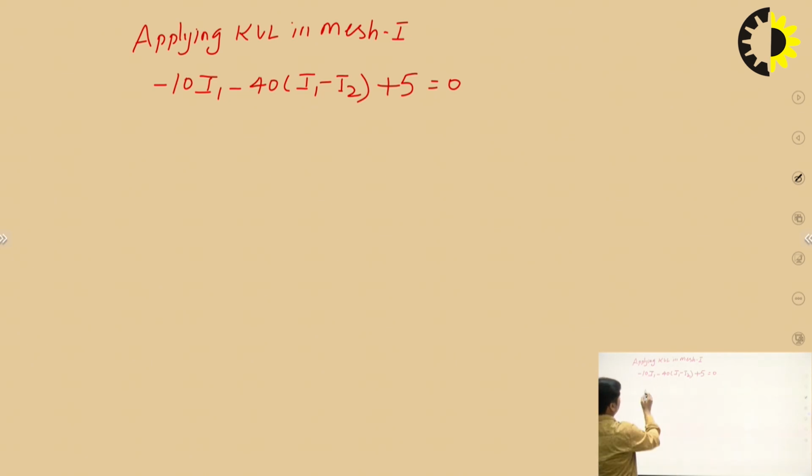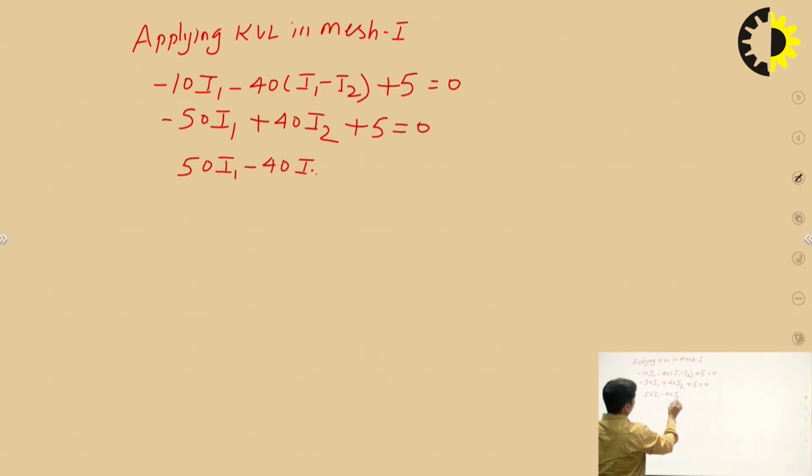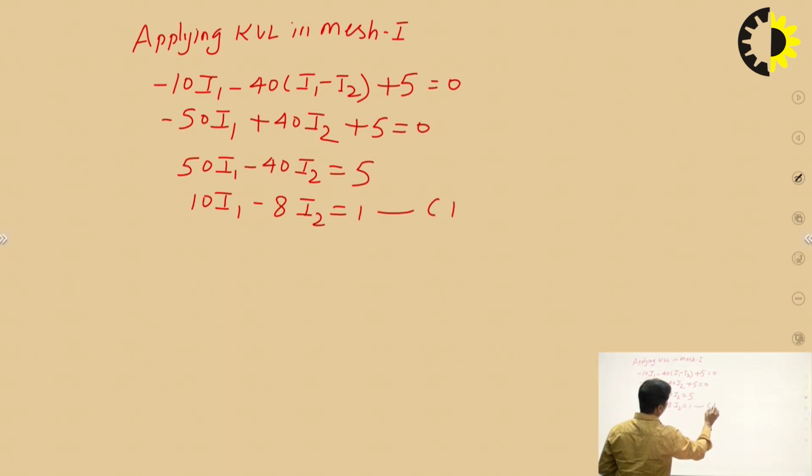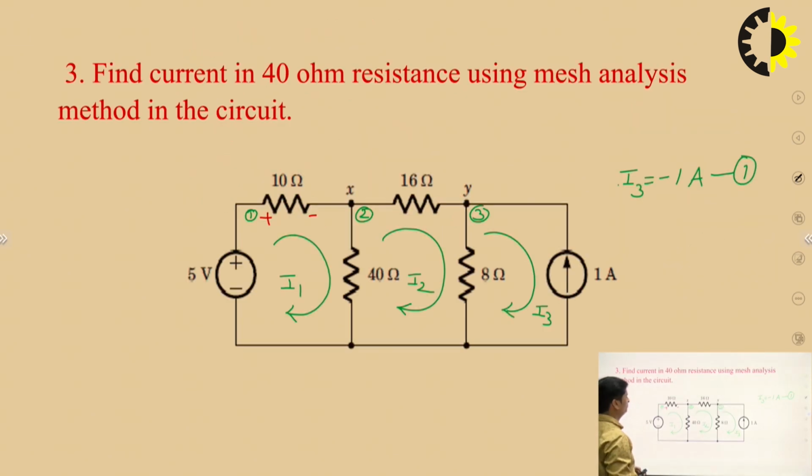By simplifying this, 10 plus 40, that is 50 I1, then plus 40 I2, plus 5 equal to 0. Or you can say that 50 I1 minus 40 I2 equal to 5. Further we can change it to 10 I1 minus 8 I2 equal to 1. This is my first equation, equation number 1.